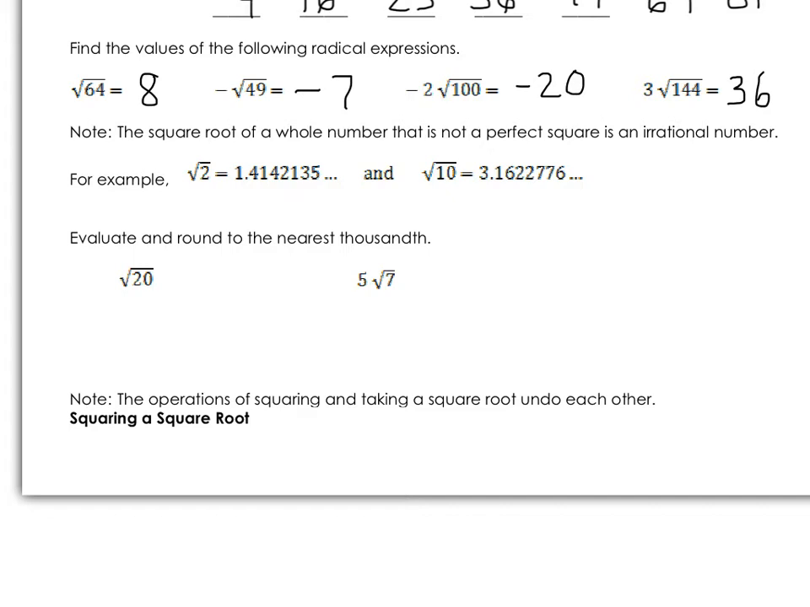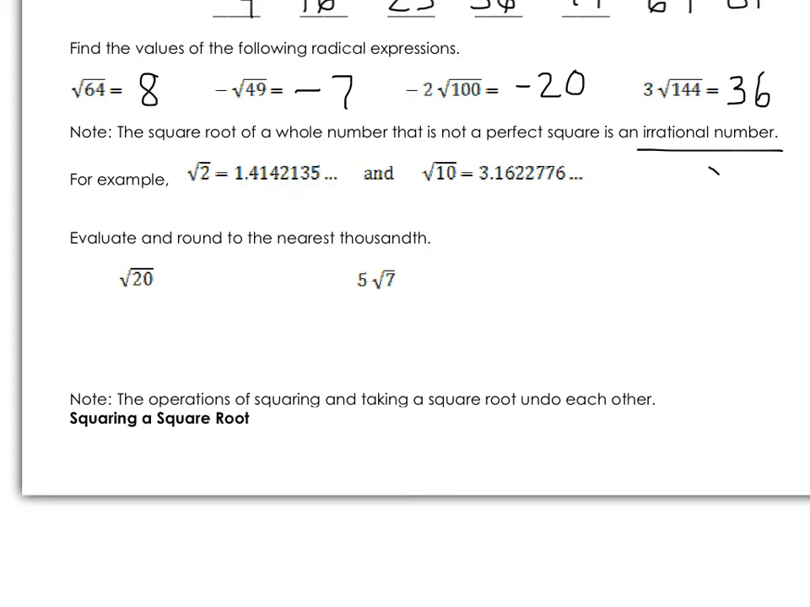Some numbers are not perfect squares, so their square root is an irrational number. An irrational number, remember, is a decimal that does not stop and it does not repeat a pattern. So the square root of 2 is 1.4142, what's the next digit? I have no idea. It doesn't ever stop and it does not repeat a pattern. The square root of 10, 3.162276 something, I don't know what.